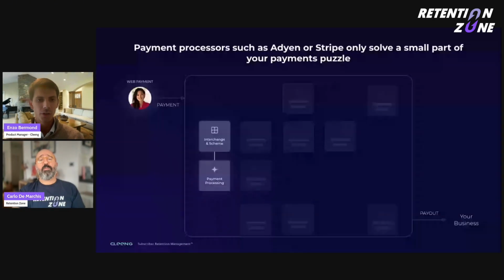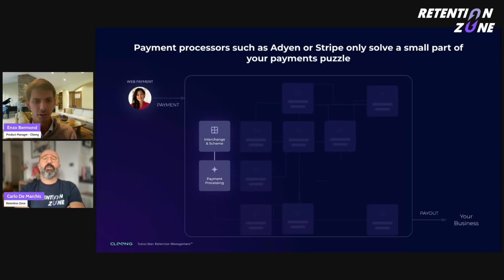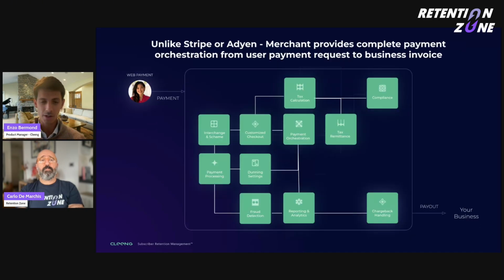So, as you were so kind to explain all of this to me, tell me about the Cleeng solution now. Yeah, it's very important to understand again what a PSP like Adyen and Stripe does versus a merchant of record like Cleeng Merchant. Adyen and Stripe, for example, basically handle the payment processing, connecting to the local banks, integrating with payment methods. They're very good at this. There's no argument against it. But a merchant of record does this plus many other things. So this is what we do at Cleeng Merchant.